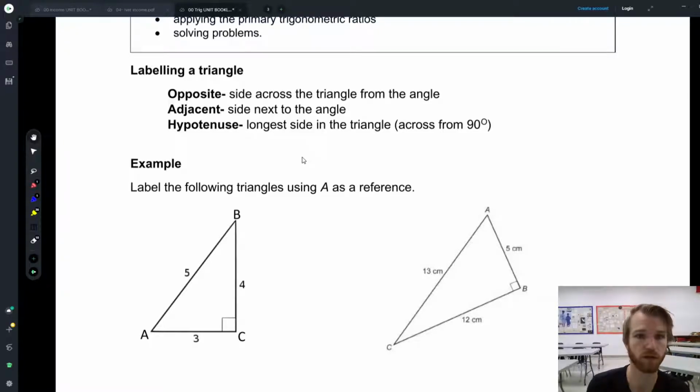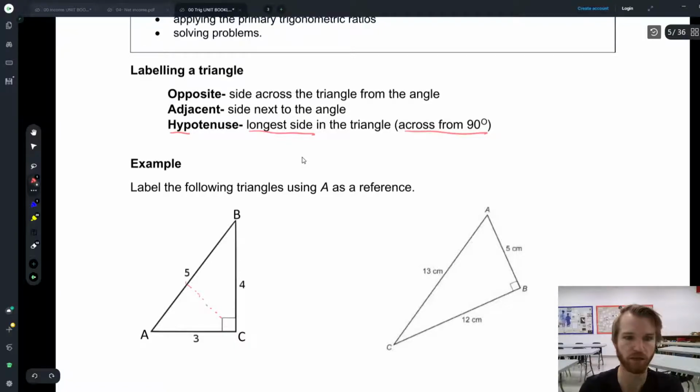No matter where we're looking from, no matter what angle we're talking about, the hypotenuse is going to stay the same. The hypotenuse is always the longest side, and it's always directly across from the 90-degree angle. So in this triangle here, here's our 90-degree angle. This side we can tell is the longest because we have them all labeled, and we can visually see that it's the longest. But to be extra sure, if these weren't labeled with numbers, it is directly across from the 90-degree angle. It is not touching that 90-degree angle, it is directly across from it.